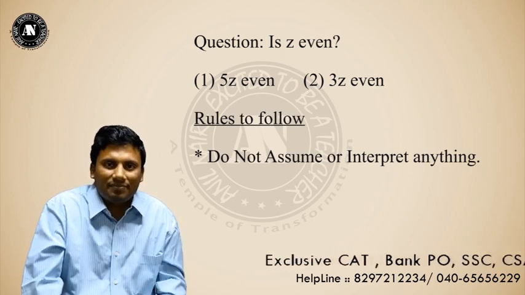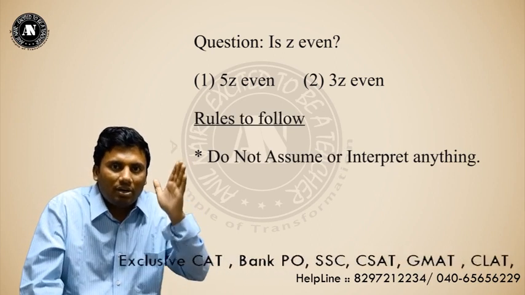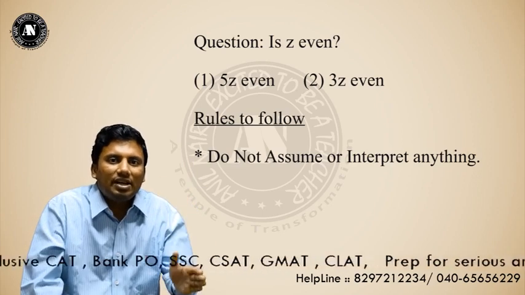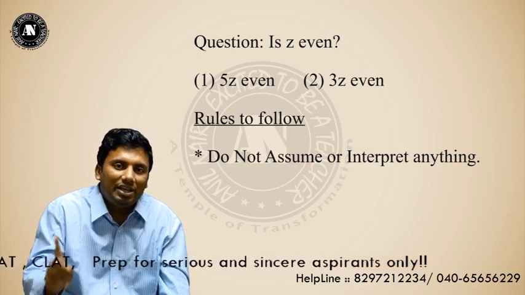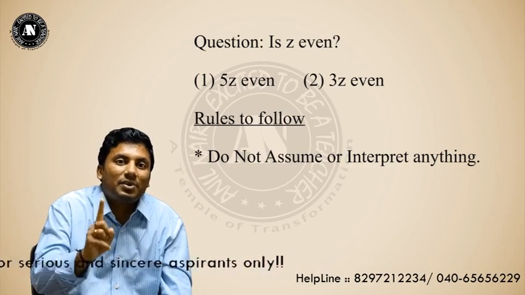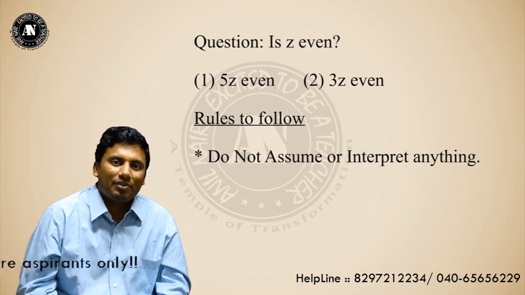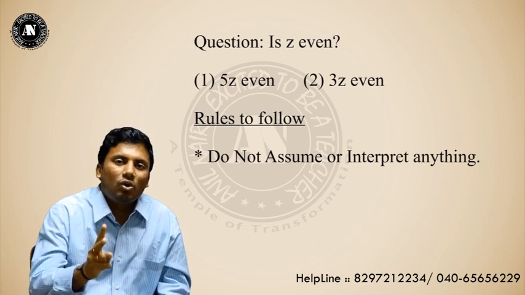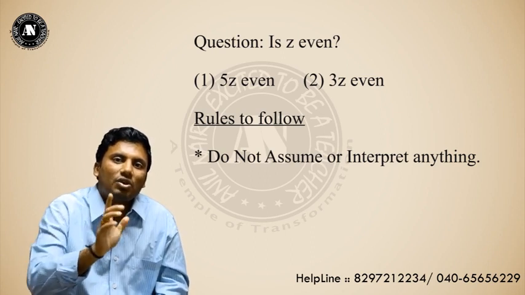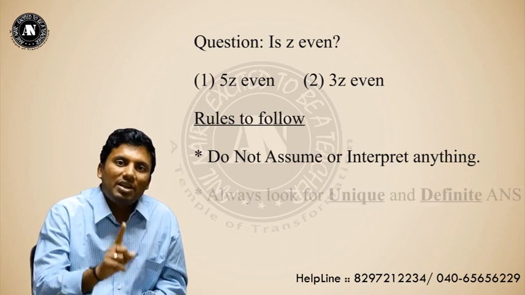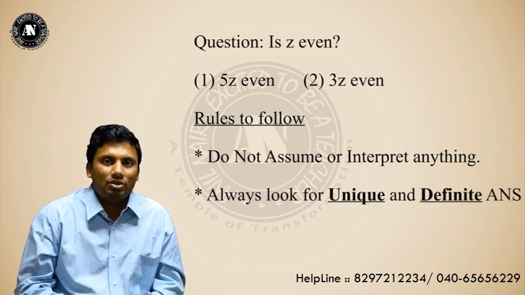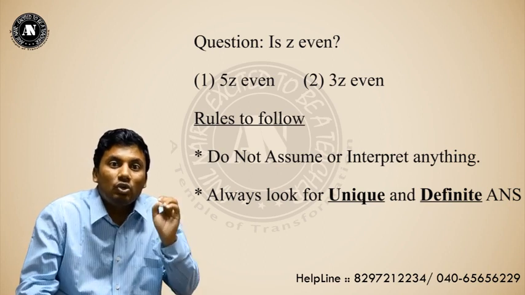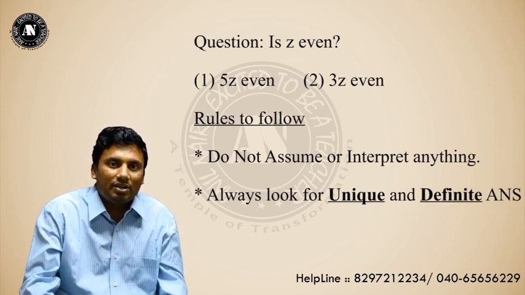No assumptions. If it is not mentioned which set that variable belongs to, you will not assume it to be an integer unless and until it is specified in the question. Second rule while solving a data sufficiency question: always look for a unique and a definite answer. Underline that word, unique and a definite answer.